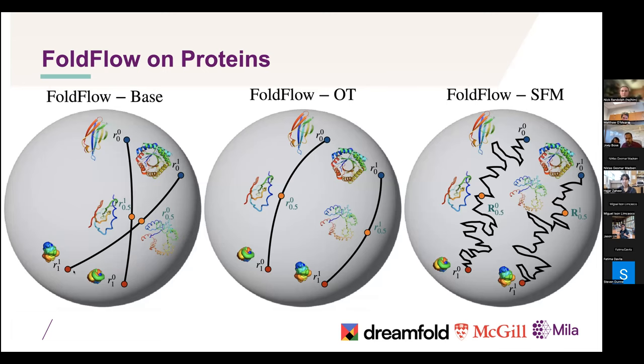proteins, and we're building this geodesic interpolant. For full flow OT, we have a very specific pairing given to us by this learned coupling that we have using Riemannian OT. And for full flow SFM, we use the same coupling, but we create stochastic dynamics instead of deterministic dynamics. So these are the three variations of our full flow model.